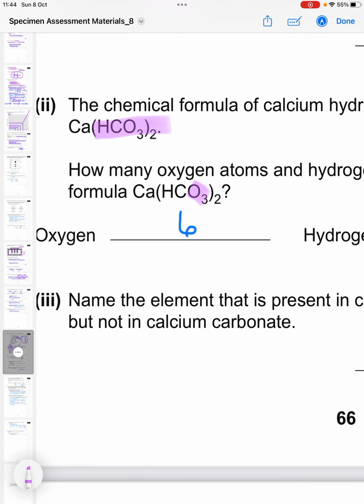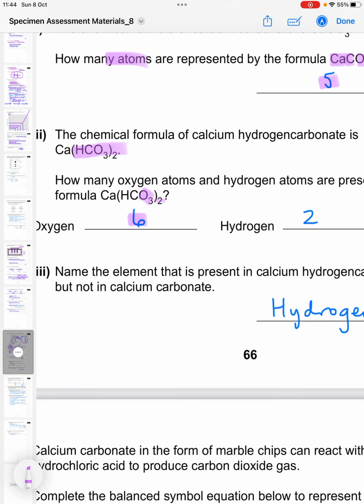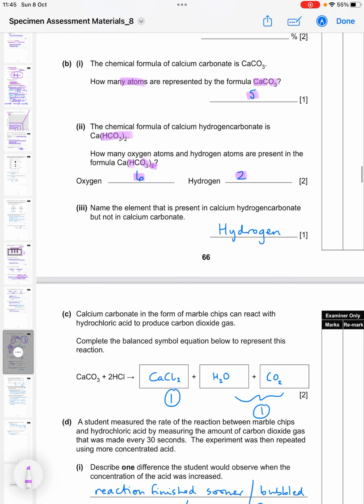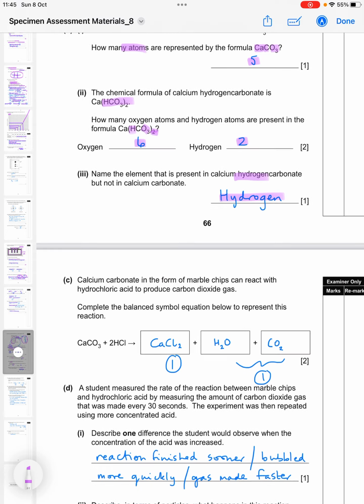So oxygen, we've got 3 in here multiplied by the 2, so that gives us 6. And then hydrogen, I've got 1 inside the brackets multiplied by 2 gives me 2. Name the element that's present in calcium hydrogen carbonate but not in calcium carbonate. Well, it's in the name, it's hydrogen.